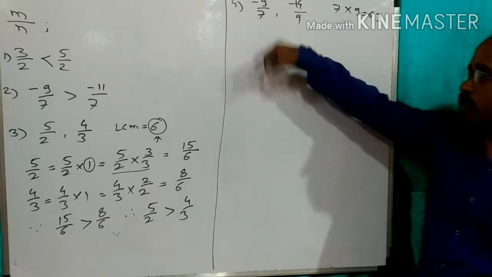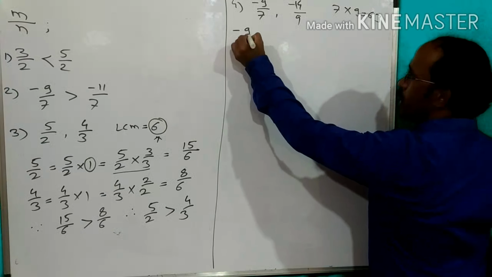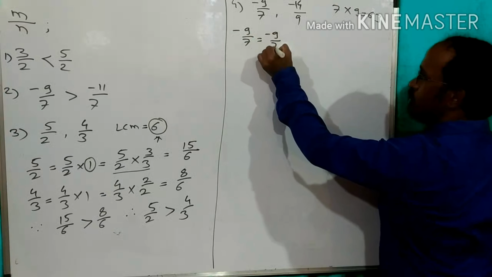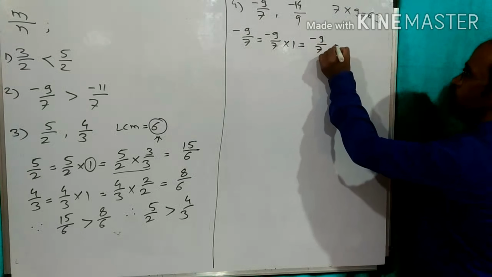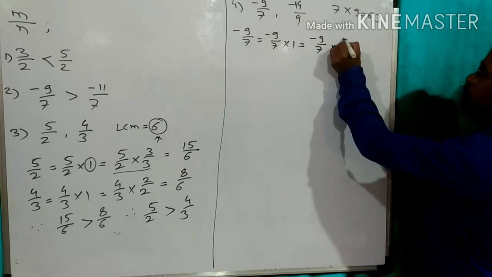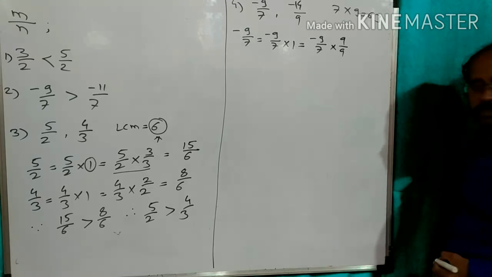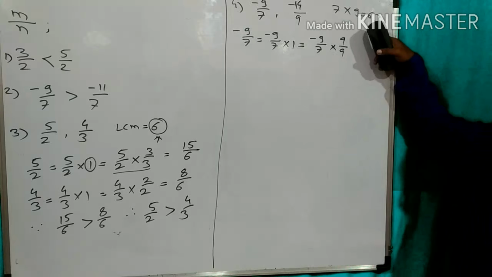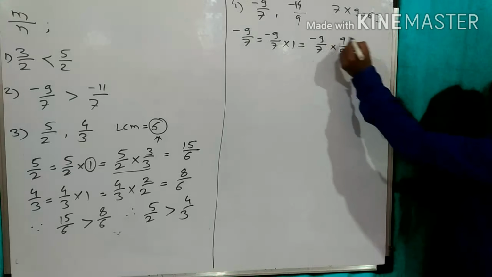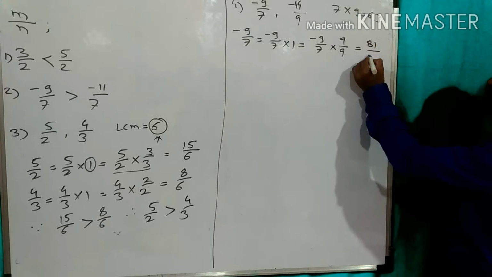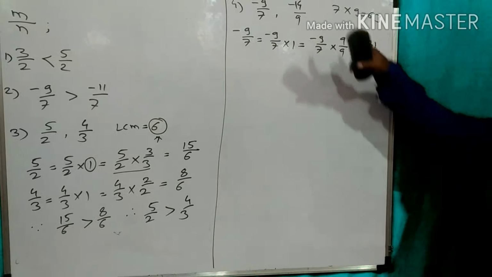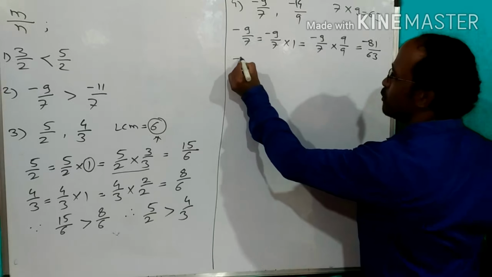LCM of these two is 7 into 9, which is equal to 63. Got it? Now, let's write minus 9 upon 7 equals minus 9 upon 7 multiplied by 1. We are not changing the value of the given number. So, it equals minus 9 upon 7 multiplied by 9 upon 9. Multiplication of 7 and 9 gives us the LCM, 63. So ultimately it will be minus 81 upon 63.